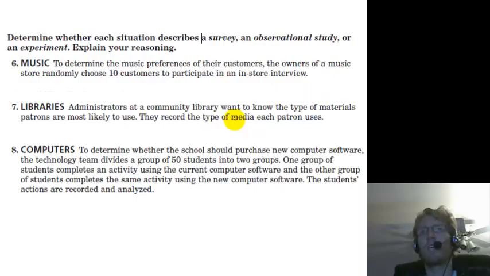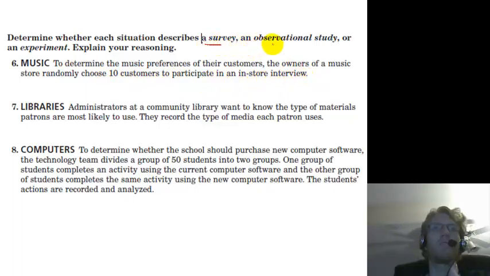Oh, I lied. Here's identifying which of the 3 types of data collection. I'm so sorry. We'll go through this quickly. Music. To determine the musical preferences of their customers, the owners of a music store randomly choose customers to participate in an in-store interview. Okay?